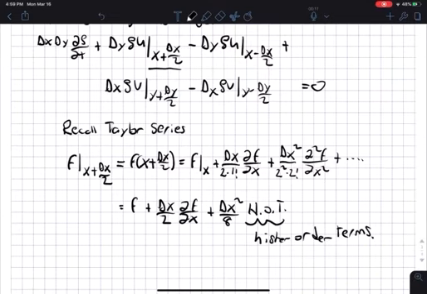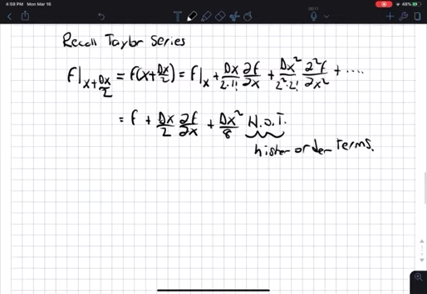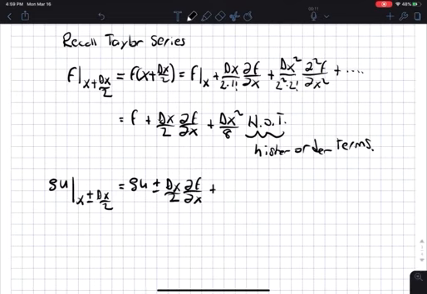Okay, so now we're going to apply this to rho u and rho v. Applying this Taylor series, we have rho u at x plus and minus delta x over 2. I'm just going to do both at the same time. This equals rho u plus minus delta x over 2 partial f partial x plus delta x squared over 8 times higher order terms.